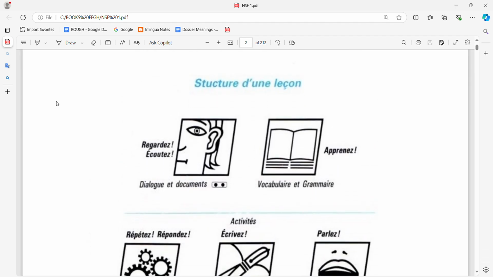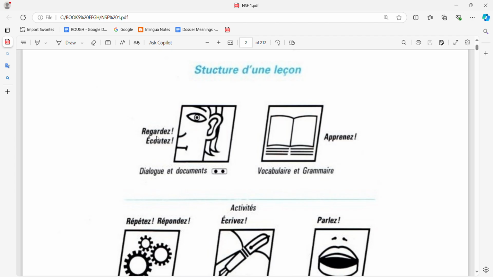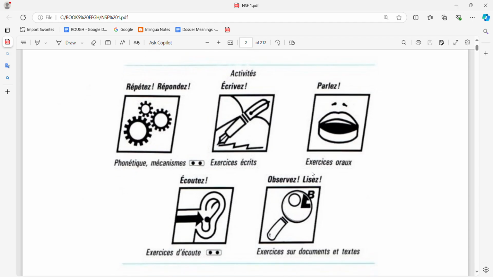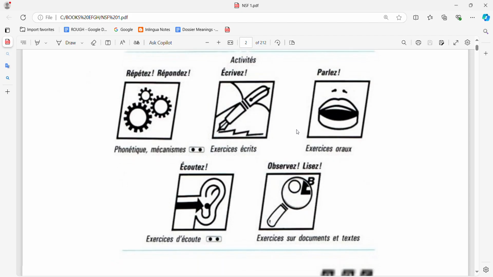The structure of a lesson is here. So first of all, regardez, écoutez, watch and listen: a dialogue, a document. Then apprenez, which means learn, where you will be learning vocabulary and grammar. Then when it comes to activities, in each lesson you will repeat and reply, where you will learn sound and mechanism. Then you will have writing activities. Then parler, where in each lesson you will have some exercises to speak. For example, speak about France, speak something about your city, country.